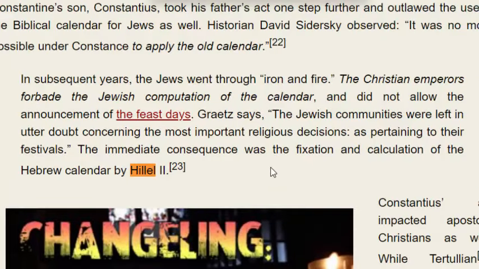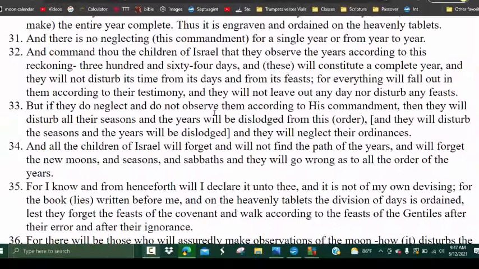This is the result of Hillel 2 fixing, or should I say changing, the sacred calendar to his own man-made creation. Just like Moses said in the Book of Jubilees, because we've gotten away from the 364-day system, we've lost track of the seasons, and so now we don't know when the correct feast days are.